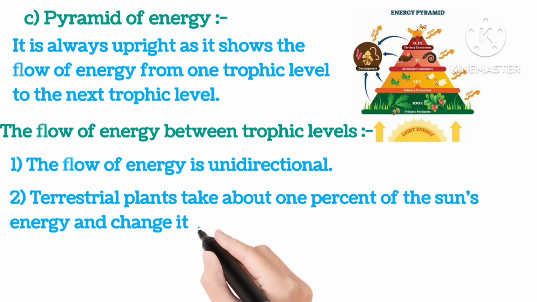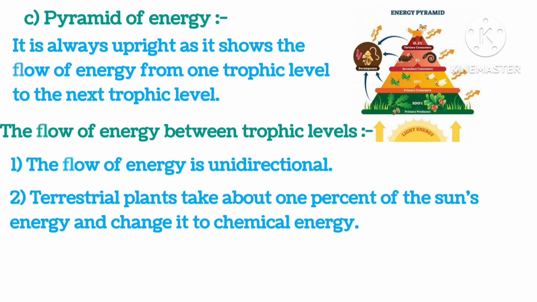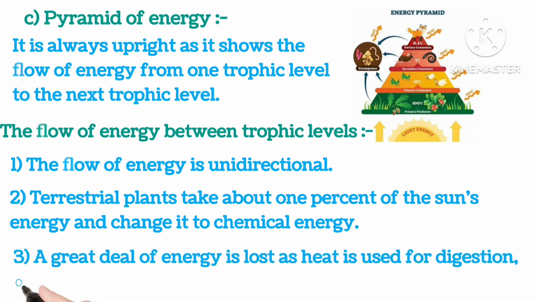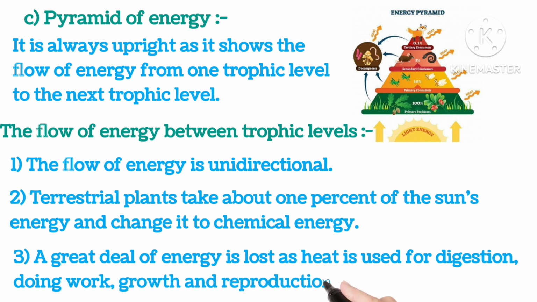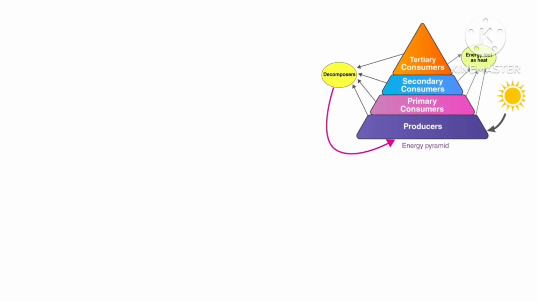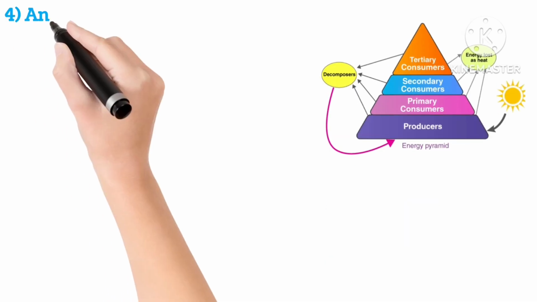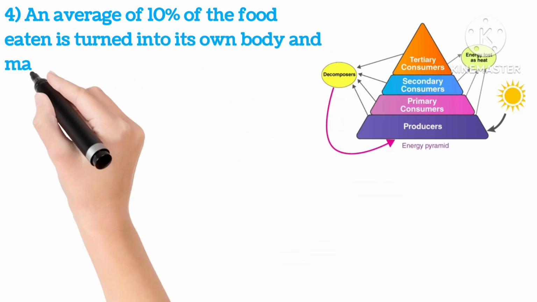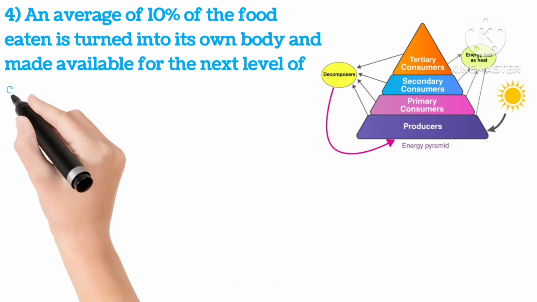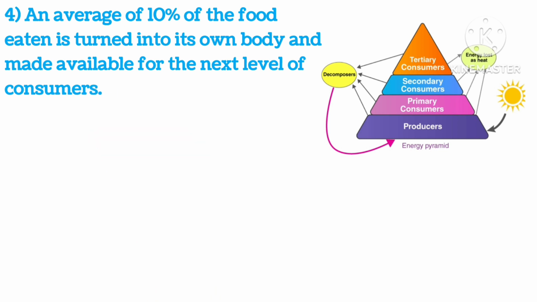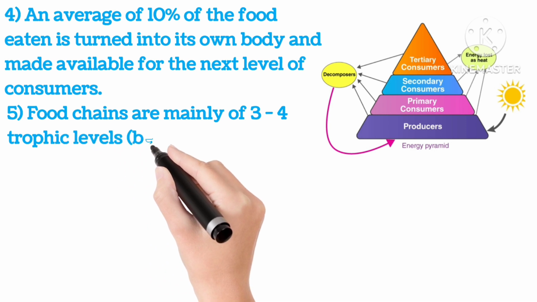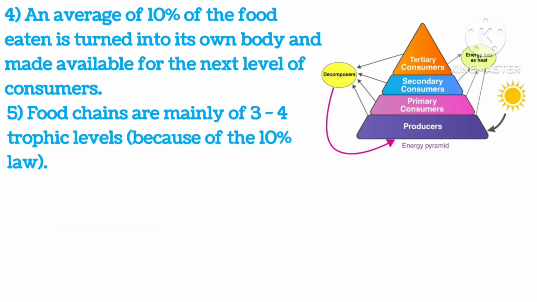The flow of energy is unidirectional, that is in only one direction. Terrestrial plant takes about 1% of the sun's energy and changes it to chemical energy. A great deal of energy is lost as heat, used for digestion, doing work, growth, reproduction, etc. An average of 10% of the food eaten is turned into its own body and made available for the next level of the consumers. Food chains are mainly of 3 to 4 trophic levels because of the 10% law.